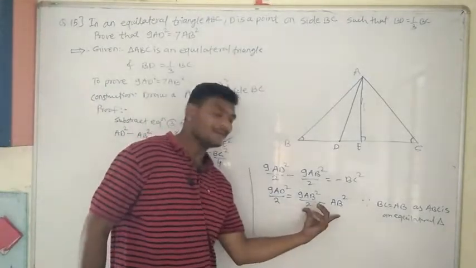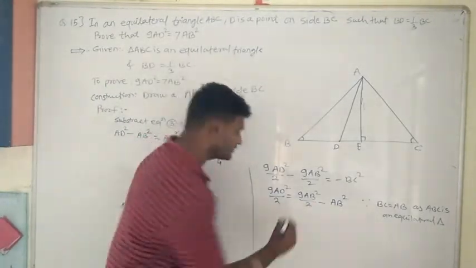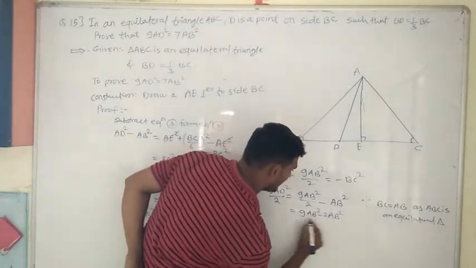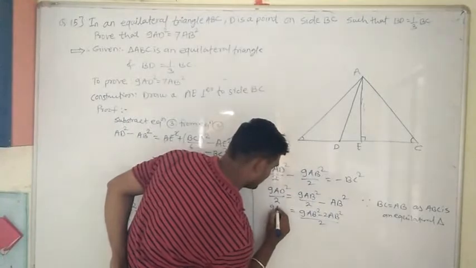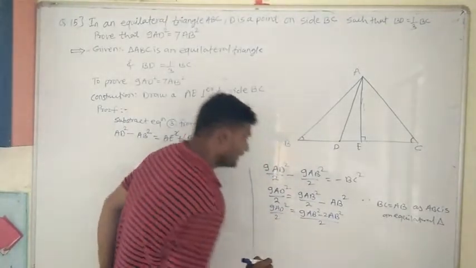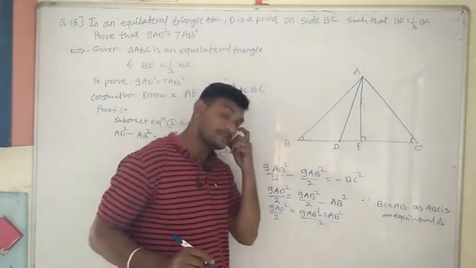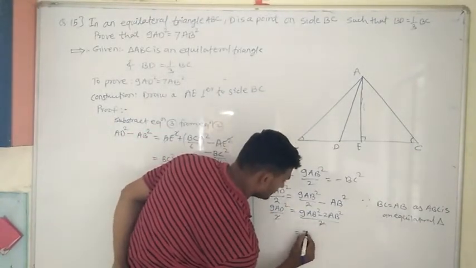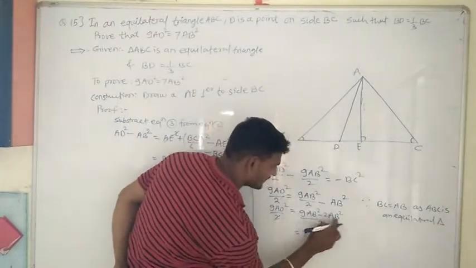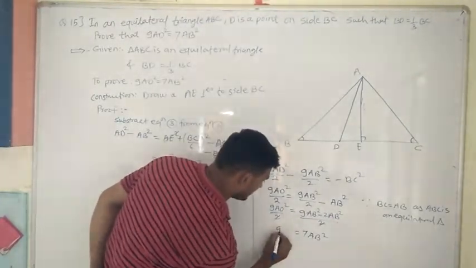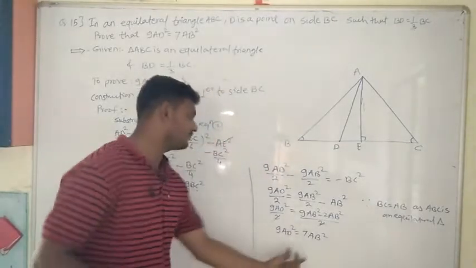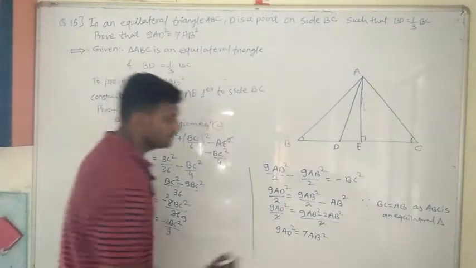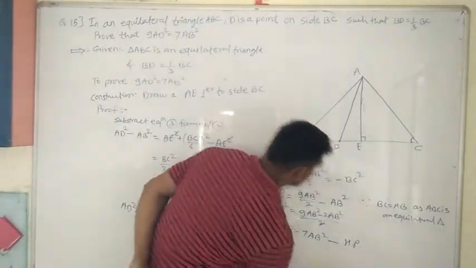Now, do the cross multiplication. 9AB square minus 2AB square divided by 2, which is equal to 9AD square divided by 2. Now, 9AB square minus 2AB square is equal to 7AB square. These two get cancelled. We will get 7AB square and 9AD square as it is. This much only we want in the proof. 9AD square is equal to 7AB square, that is what we want. We got it here. Hence, proved. Copy down this.